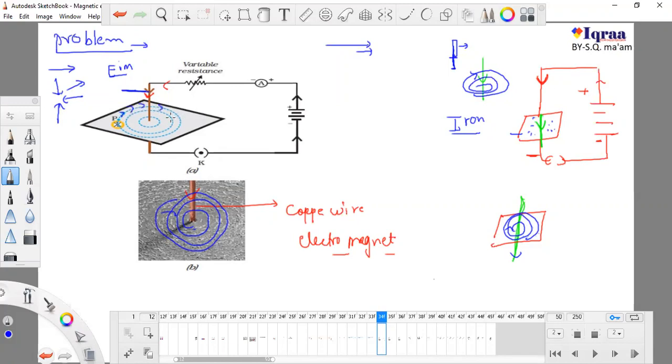How can we get the direction? When we put a compass here, the needle of the compass will deflect in this direction. So these lines are the lines of magnetic field. So one thing is sure, that if this is my conductor, it will definitely form magnetic field lines. But the direction is this.